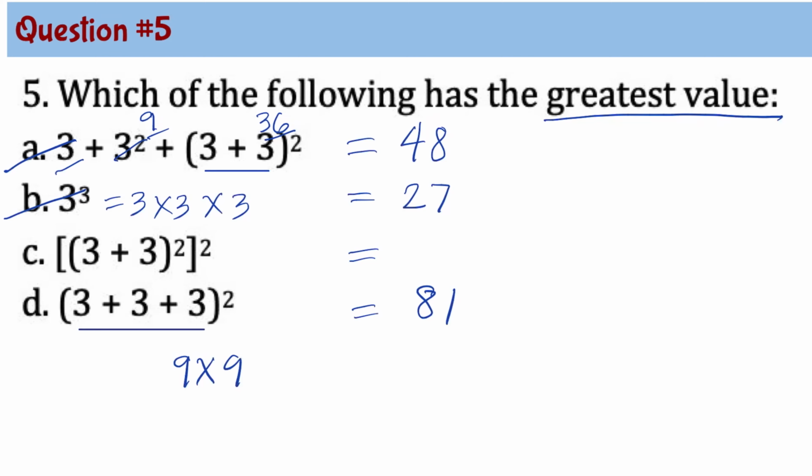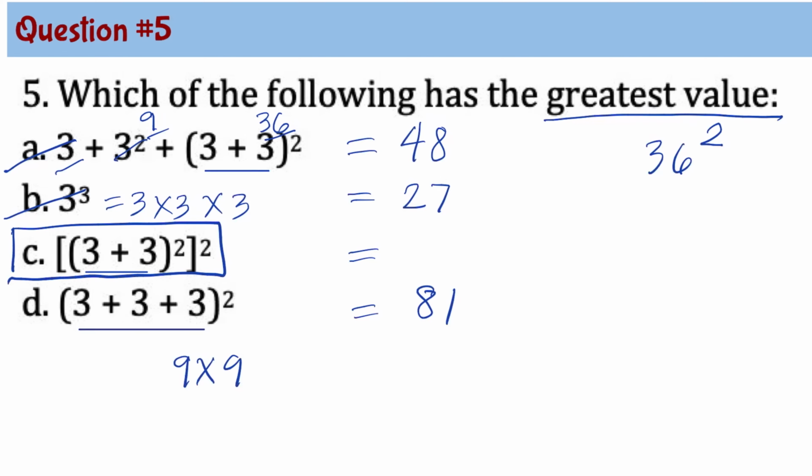For letter C, 3 plus 3 is 6, and we need to square it. That's 36. Now we need to do 36 to the second power. For sure, if you multiply 36 by itself, that's going to be more than 81. So the answer should be letter C. But we will still double check the answer.